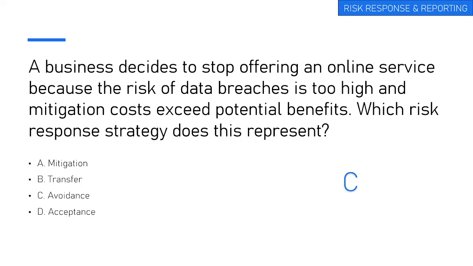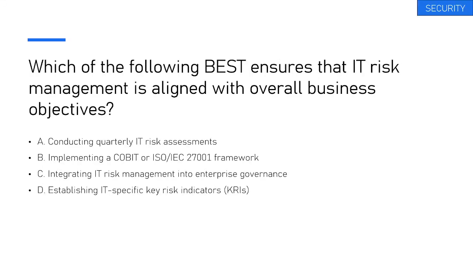Now, avoidance is like, well, you do not want to proceed there at all. And acceptance is like, well, we know that the risk exists. We're not transferring it. We're taking it. We accept it, right? So that's the distinction between mitigation, transfer, avoidance, and acceptance. Now let's move on to the next one here.